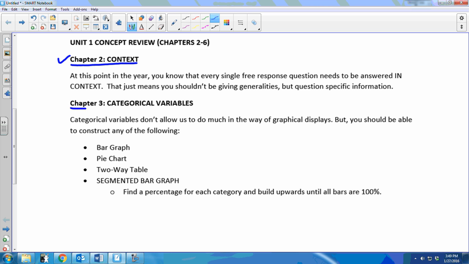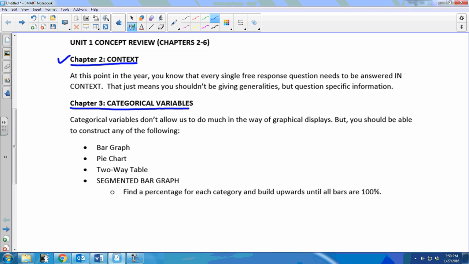Chapter 3 was all about categorical variables. Remember, there's categorical variables and quantitative variables. Categorical variables are those that can be split up into categories. Quantitative is when you have data that's numerical, generally. Now, categorical variables we used a lot when we did proportions. So Z intervals and Z tests, that kind of thing.